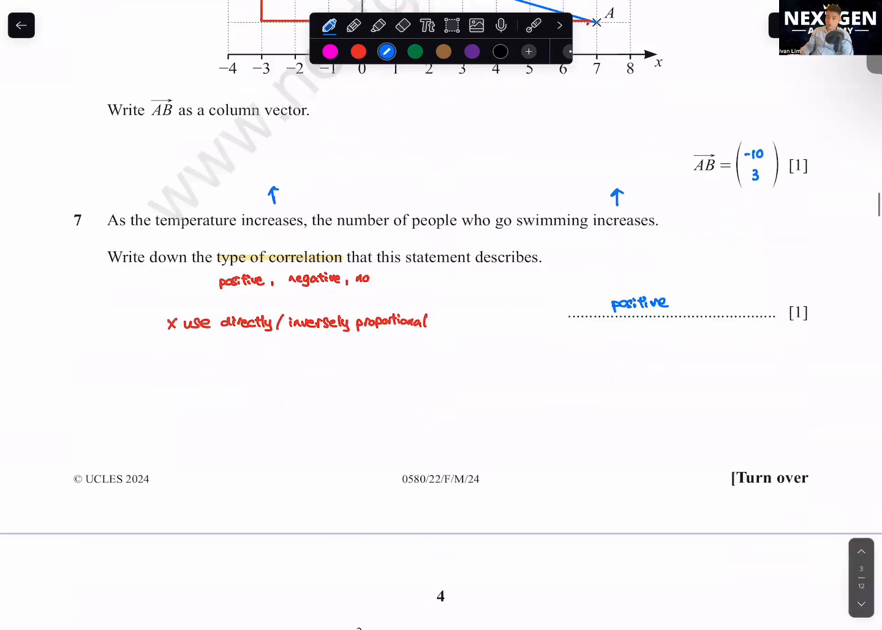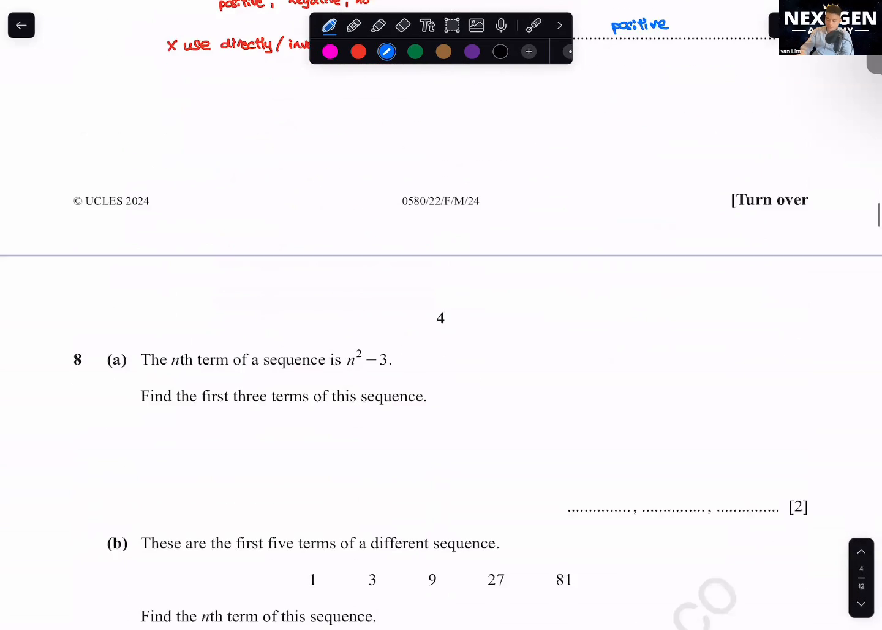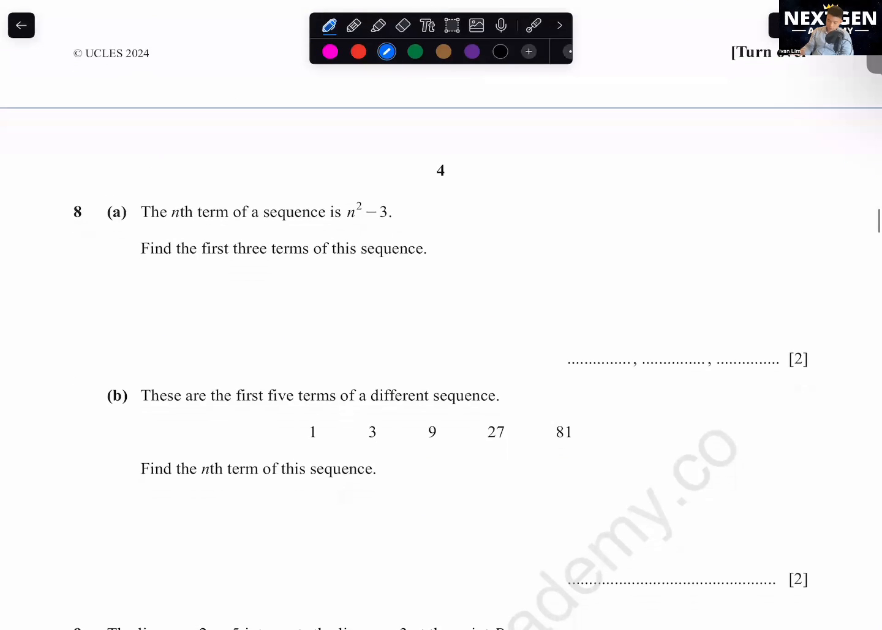Okay, let's go to question 8. The nth term of a sequence is n squared minus 3. Find the first 3 terms of this sequence. All you need to do is substitute your n inside. Okay, n is 1, 2, and 3. So first term, 1 squared minus 3, 2 squared minus 3, 3 squared minus 3. Okay, you get negative 2, 1, and 6.